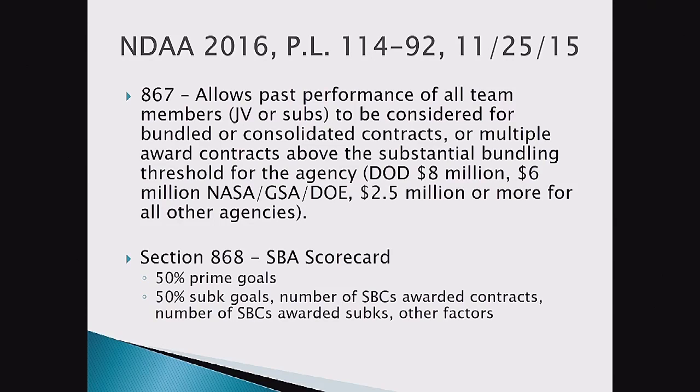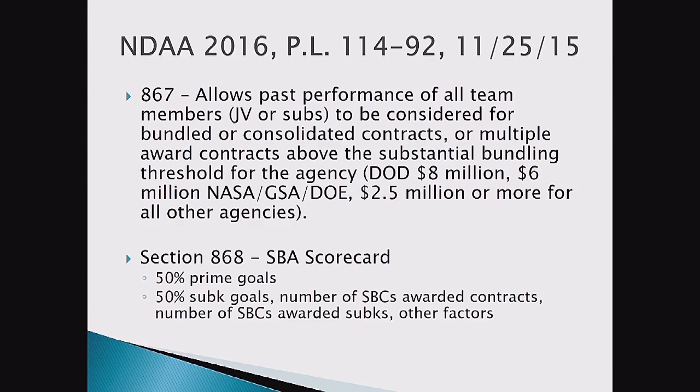Now the maximum for prime contracting is going to be 50%, so that lowers it from 80 to 50%. And the rest of the 50% is going to be made up of subcontracting, and then something they identified as a comparison of the number of awards to small business concerns in one fiscal year to a prior fiscal year. And they also wanted us to do that for subcontracting.